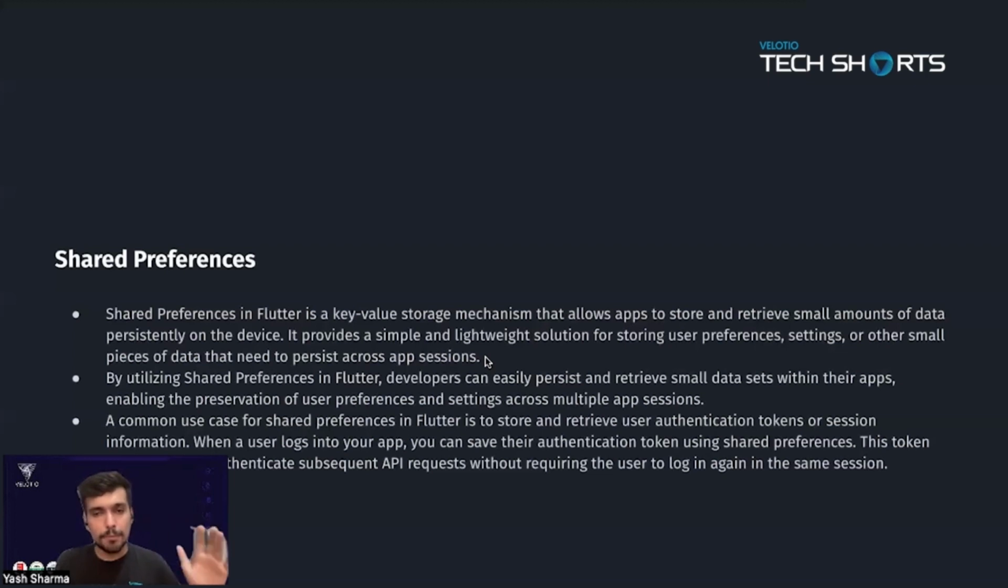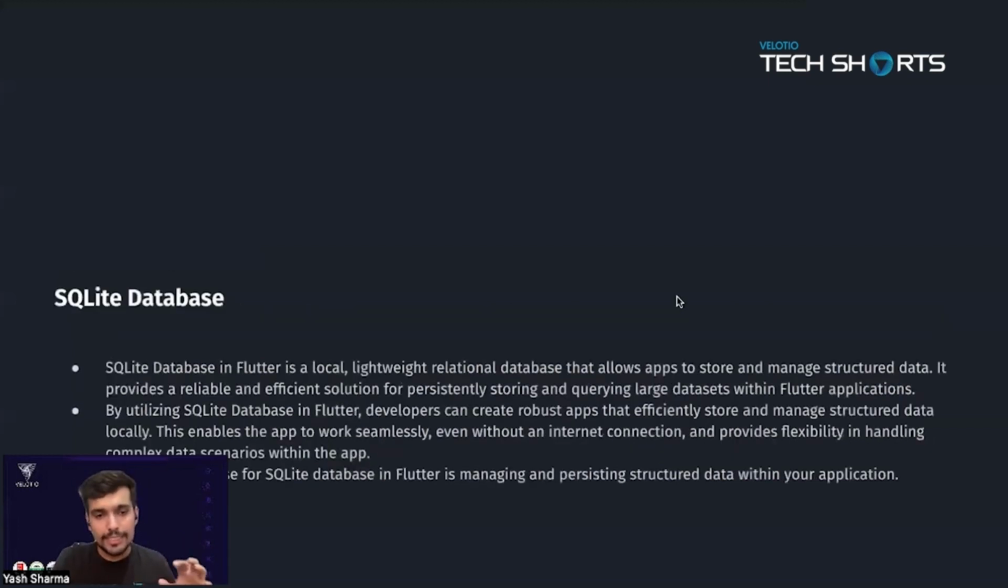Now, keep in mind that shared preferences can be used to store primitive data types like integers, booleans, strings, and a list of strings. We cannot store structured or complex data structures. Rather than cannot, it's advised to not store these things in shared preferences. So for these, we use SQLite databases.